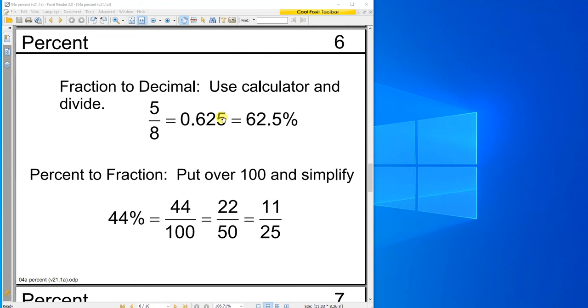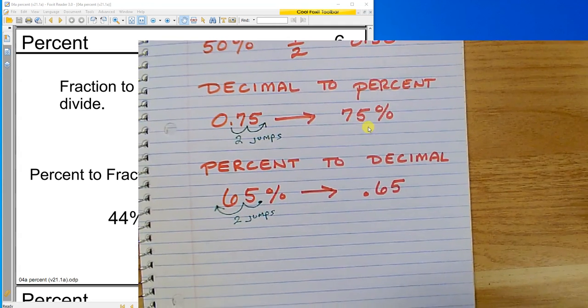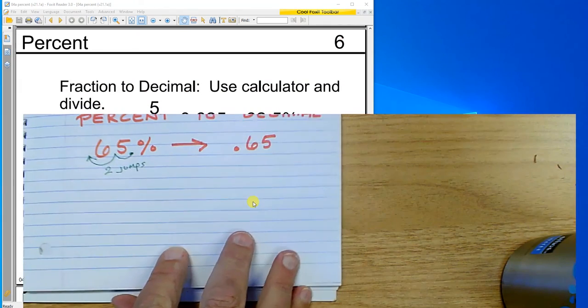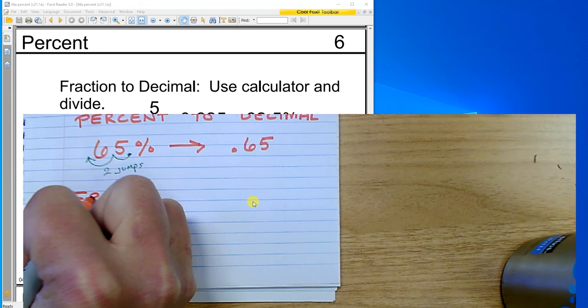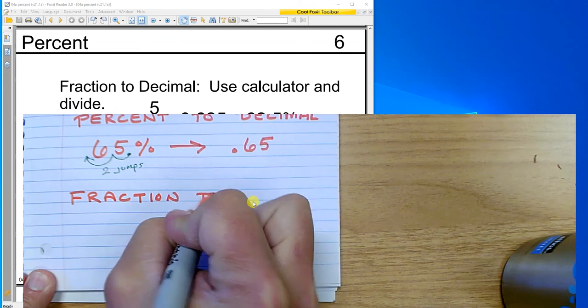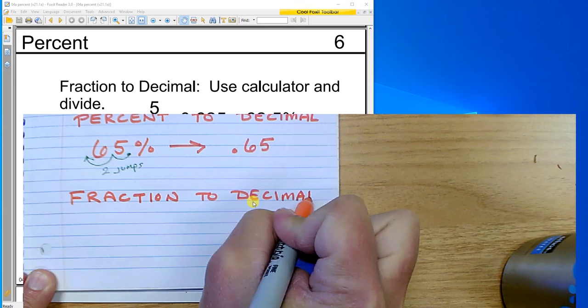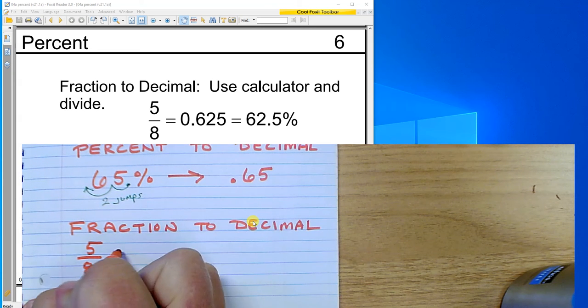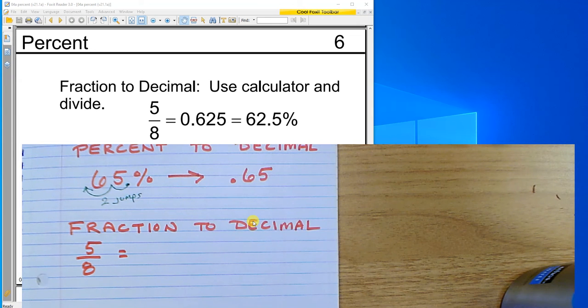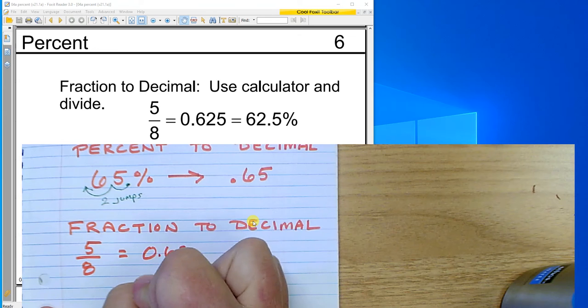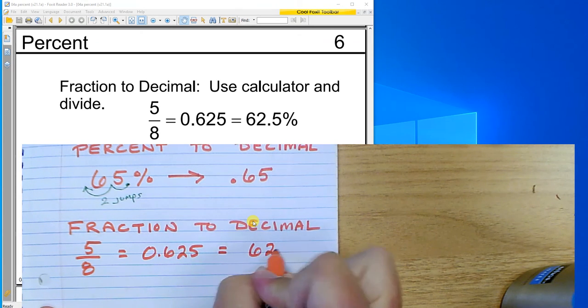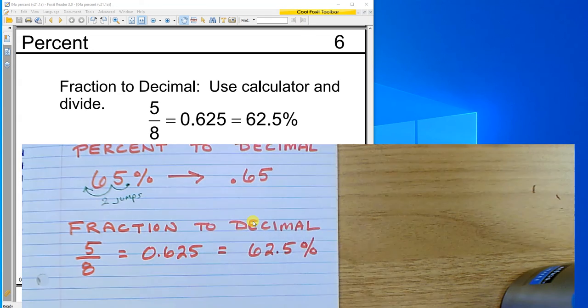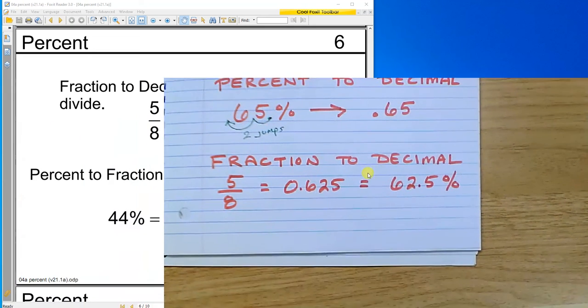To take a fraction and turn it into a decimal, I just divide. So what are we doing? Fraction to decimal. So 5/8, I'm just going to use a calculator, is 0.625, which equals 62.5%. And I used a calculator for that one. I don't expect you to use long division. Use a calculator.